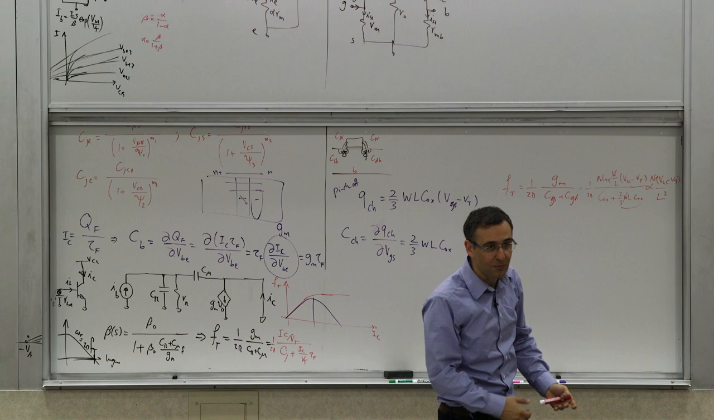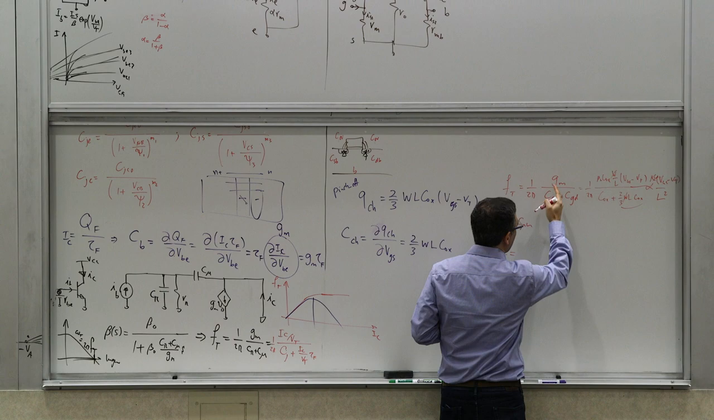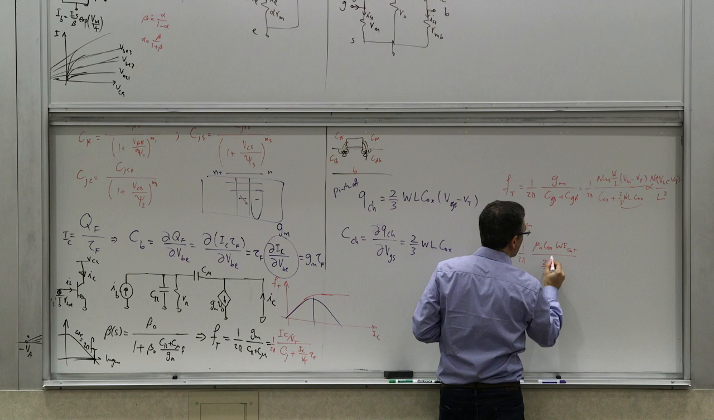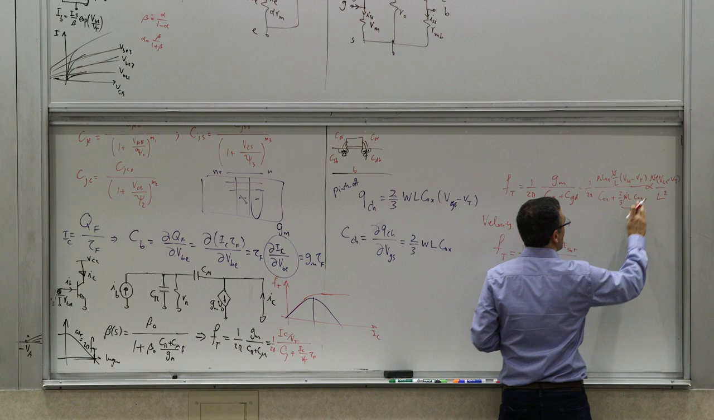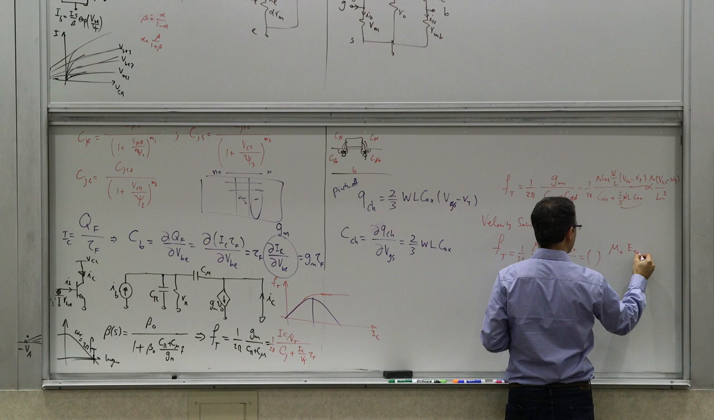Now, if you go to a velocity saturated device, then FT is going to be the same expression, but GM is going to have a different expression. So now you have 1 over 2 pi times mu n Cox W E sat, divided by, let's say, 2/3 W L Cox. Let's ignore the overlap for now. So the Cox cancels, and the W's cancel. You have some constants, and then you have mu n E sat divided by L.